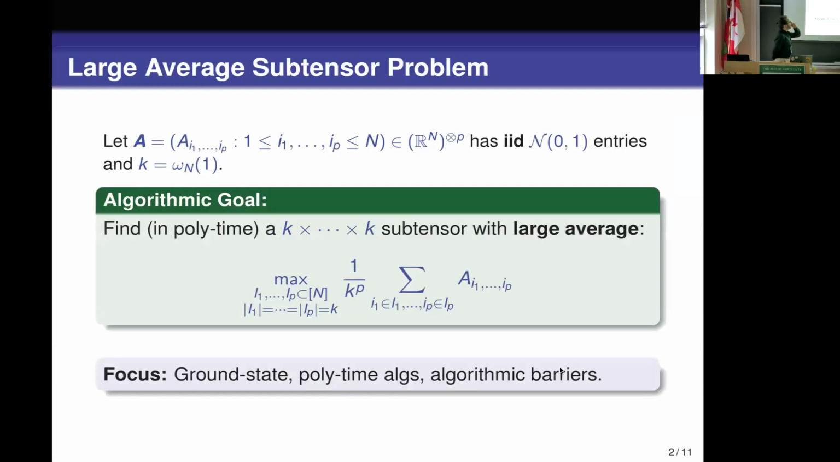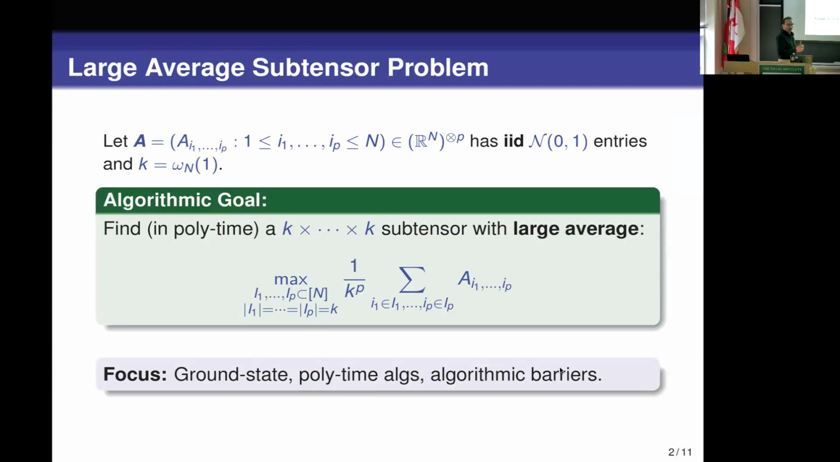So here's the model. Throughout the talk, I'll be considering a random tensor with IID standard normal entries. It's an order P tensor where each mode has dimension capital N. And we fix an integer k, and throughout the talk, you can think of k as something that grows with n. This is the regime of interest, and we are concerned with the following algorithmic problem.